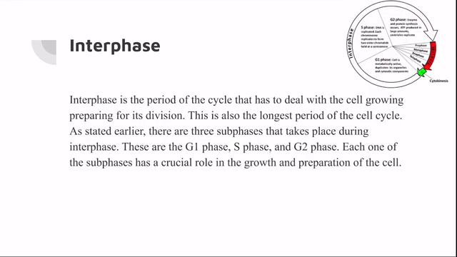Interphase. Interphase is the period of the cycle that has to deal with the cell growing, preparing for its division. This is also the longest period of the cycle. As stated earlier, there are 3 subphases that take place during interphase. These are the G1 phase, S phase, and G2 phase. Each one of the subphases has a crucial role in the growth and preparation of the cycle. The white arrow pointed in the diagram shows these phases in interphase.